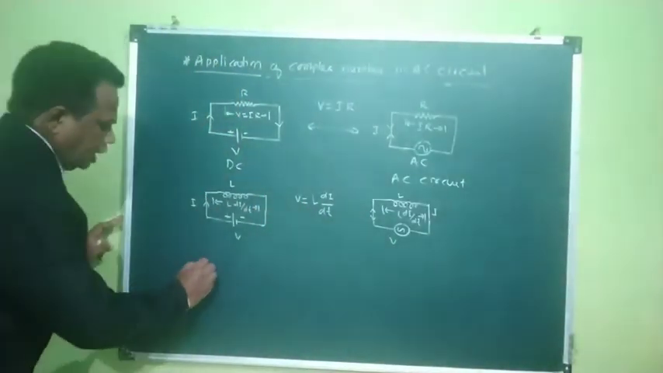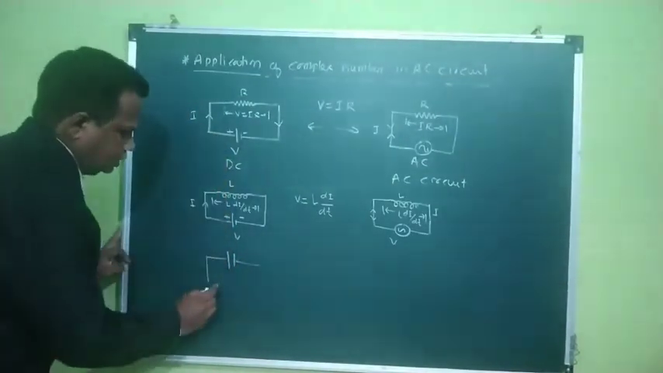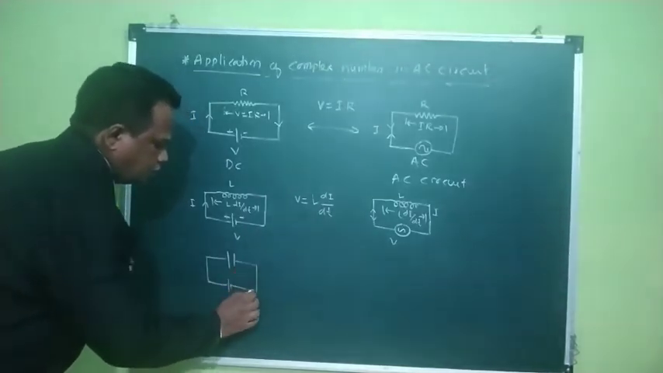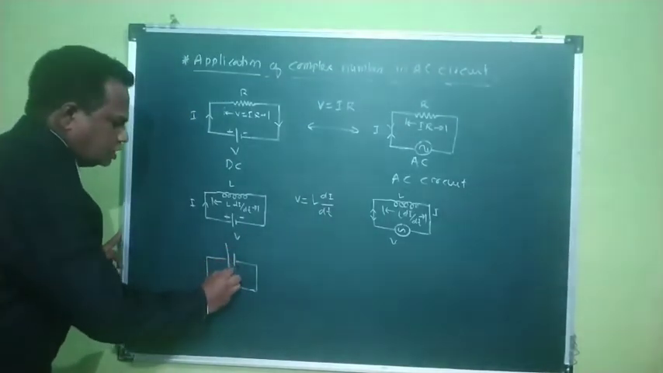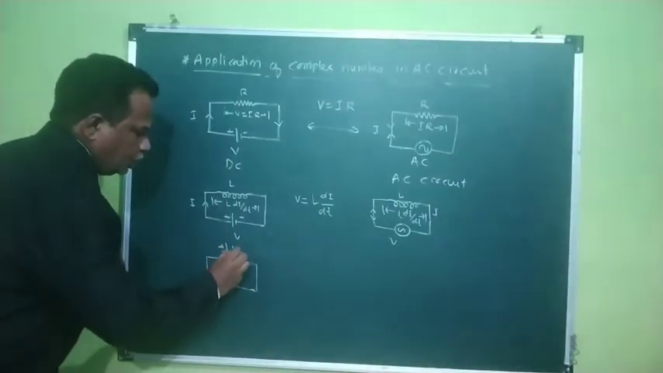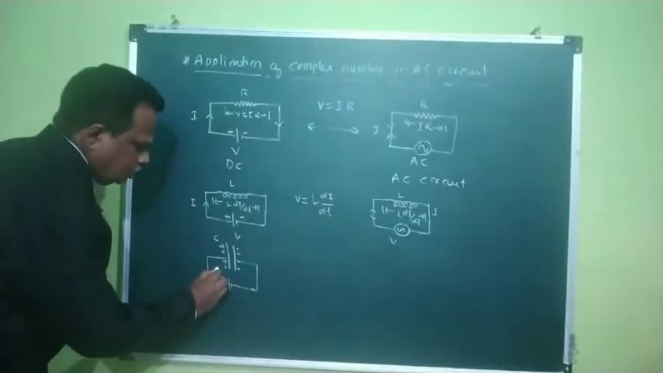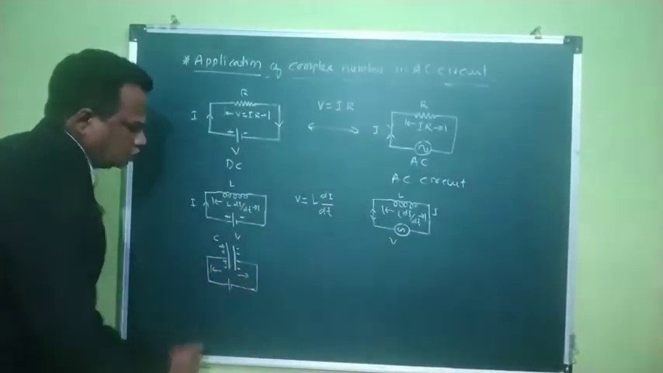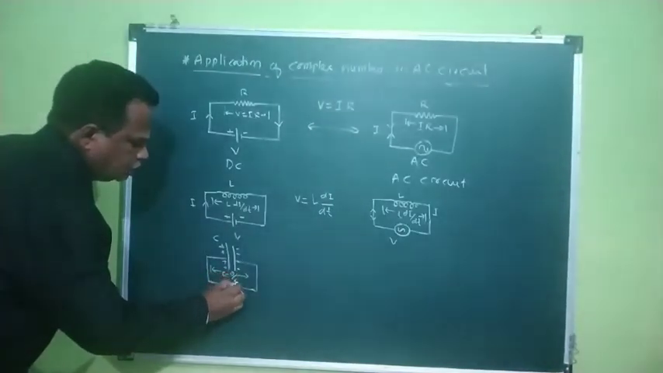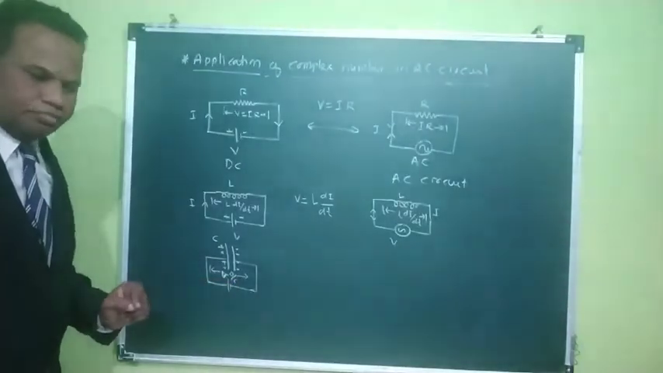Now similarly you can apply a capacitor here. Instead of the resistance, a capacitor is applied. Here DC voltage is applied to the circuit. The capacitor is charged fully, positive as well as negative. C is the capacity of the capacitor. Then what is the voltage across this capacitor? V is equal to Q by C, where Q is the charge and C is the capacitance.